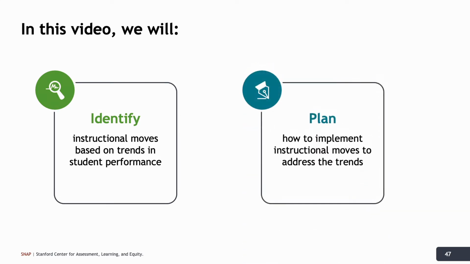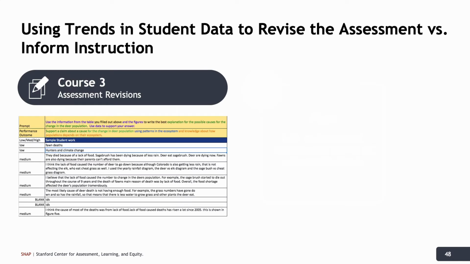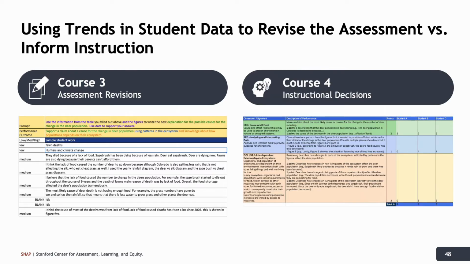We'll then plan how to implement these instructional moves so they really address the trends you're seeing and support all students toward the targeted outcomes. Note that up until this point, we've always used trends in student data to consider what we might need to change about the assessment. This is what led to all of the wonderful revisions you made to your assessment in Course 3. Now we're making the assumption that we've revised the assessment to a point that we can instead think about reasons for the trends that are related to instruction. This will allow us to think about how we can tailor instruction to address students' needs.